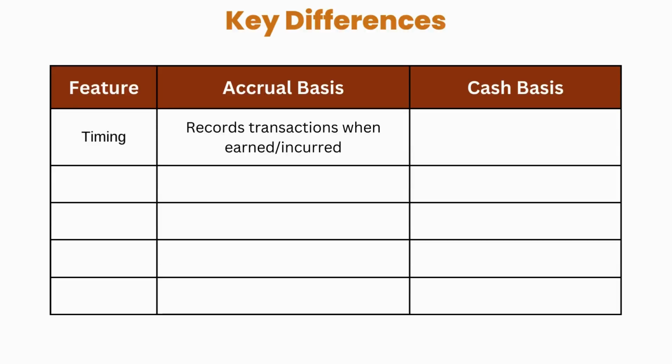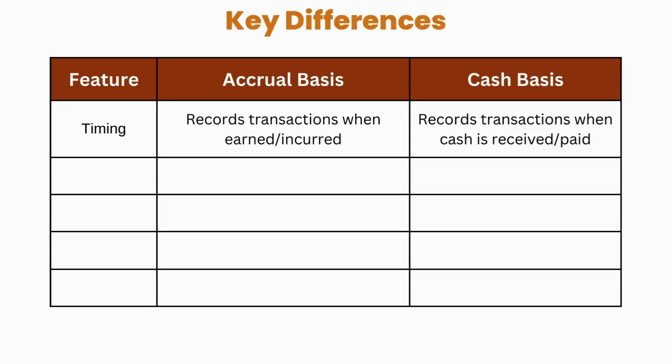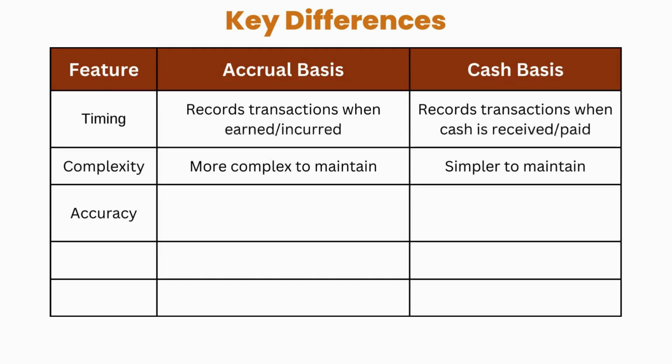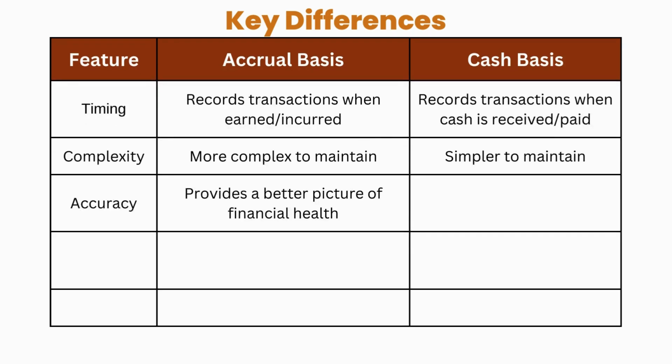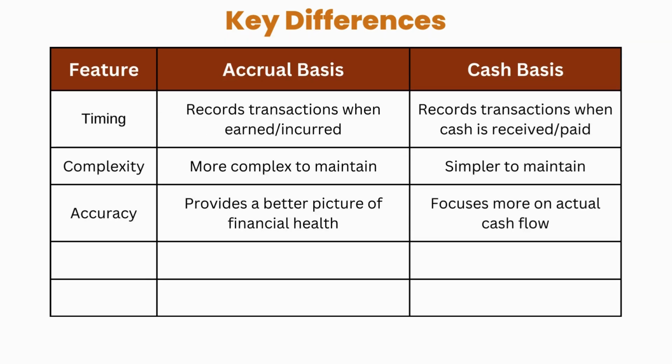Timing. Accrual records transactions when earned or incurred. Cash records transactions when cash is received or paid. Complexity. Accrual is more complex to maintain. Cash is simpler to maintain. Accuracy. Accrual provides a better picture of financial health. Cash focuses more on actual cash flow.